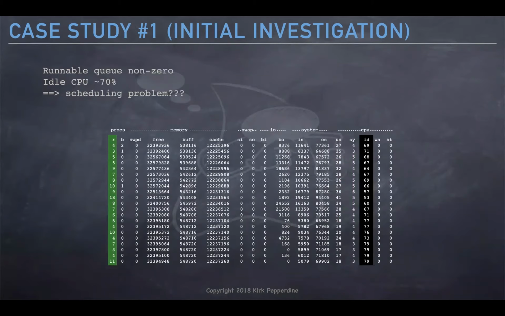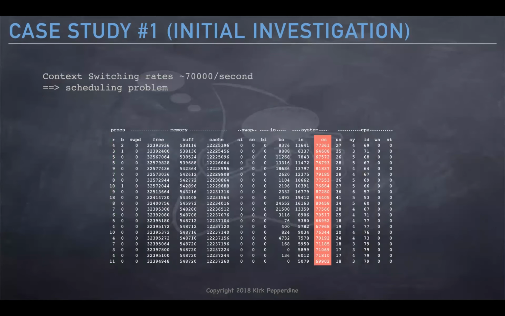Now, the other thing is that, okay, you have to ask, if the kernel is running hot, then what is it doing? And to me, this looks like a scheduling problem. This is actually a thread scheduling problem, right? And we can get a better hint of that because if we look at the context switching rates over here, we can see that they're greater than 70,000 context switches per second. And that really confirms that we have a thread scheduling issue here.